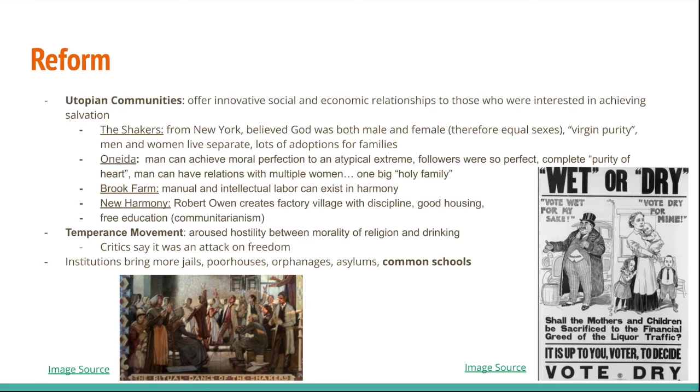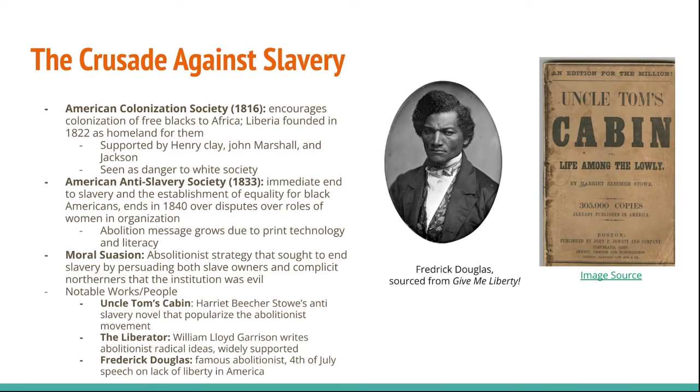Along with these communities came the temperance movement, which was dedicated to complete abstinence in the use of alcohol. This was a conflict on morality, while some critics said this was an attack on freedom. Also, there became greater institutions to solve issues like overcrowded jails, a place for the mentally ill, and education for all. In addition to these societal changes, abolitionist ideas began to grow as well.